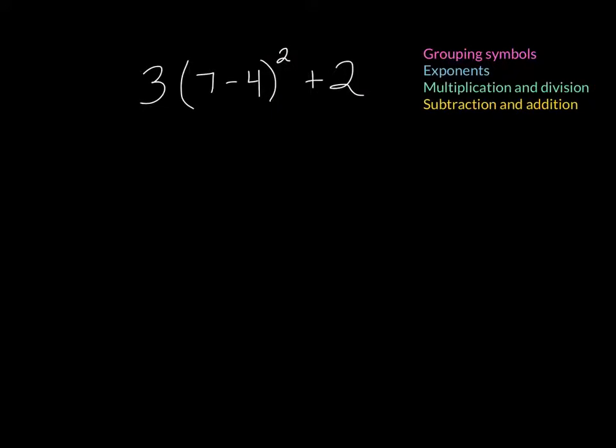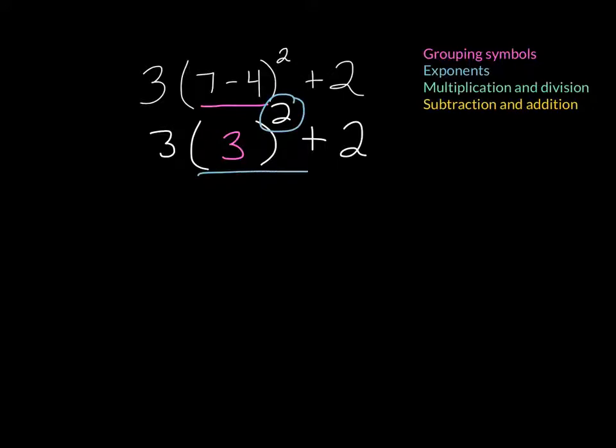Okay, I've got our 4 steps over here in the upper right hand corner to remind us: grouping symbols, exponents, multiplication and division, subtraction and addition. So with this problem, we do have a grouping symbol, so we'll solve inside first. And 7 minus 4 is 3. So that's the only thing that's going to change. So 3 times 3 squared plus 2. My next step would be to do the exponent. So we're going to simplify that.